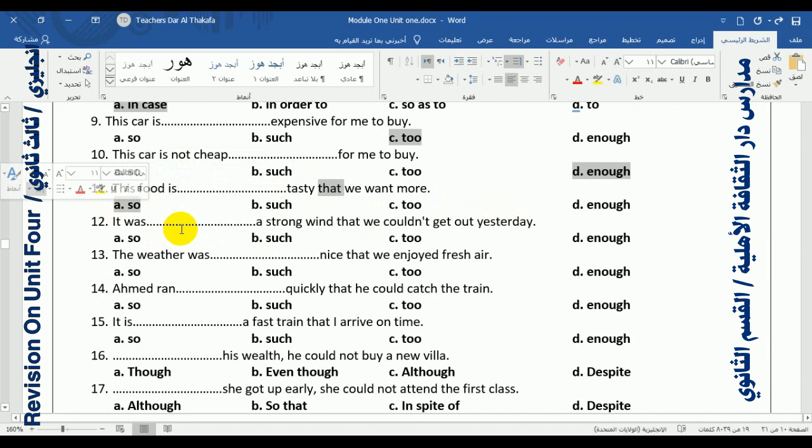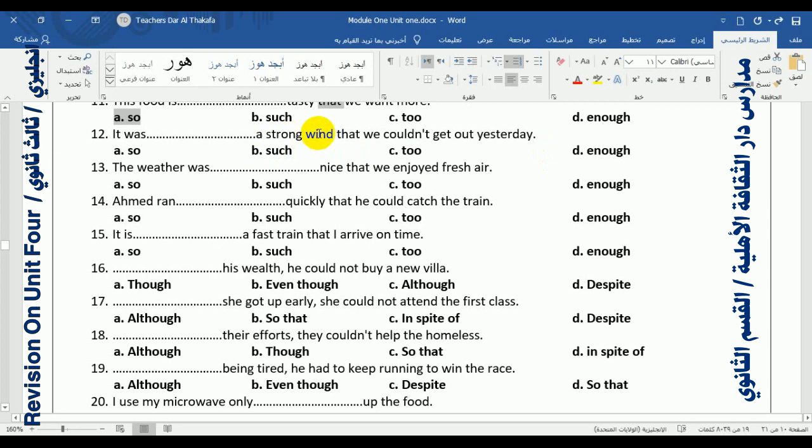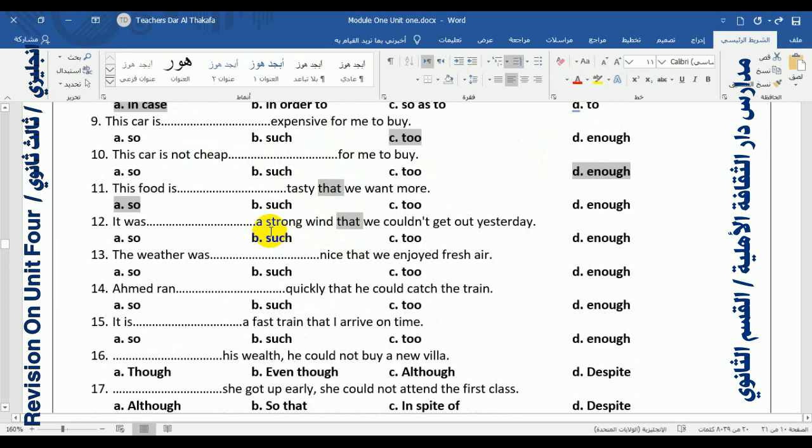It was so ولا such ولا to ولا enough a strong wind that. عندي كلمة that موجودة في الجملة. طالما إن that موجودة قبلها a strong wind، كلمتين الadjective والنون اللي هي الصفة strong wind، يبقى أقول such. فخد بالك: لو كلمة واحدة قبل that اللي هي الadjective الصفة أو الadverb استخدم so. لو كلمتين قبل that اللي هي الadjective الصفة والنون هم يبقى أقول such.